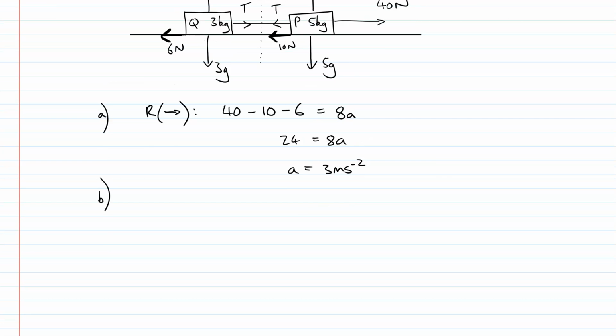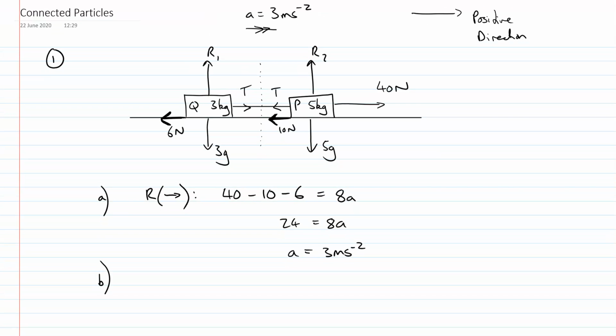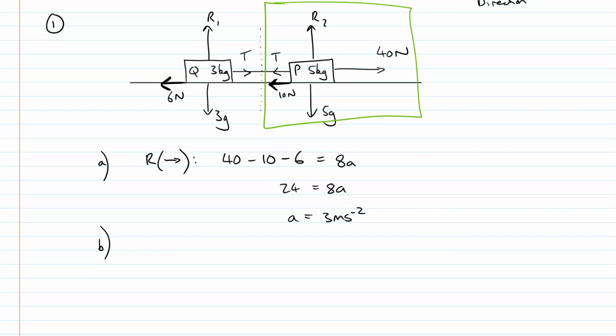Part B says find the tension in the string. So to find the tension in the string, we can't consider the whole system because the tensions kind of cancel each other out. So let's just focus on one part of the system. Let's focus, say, on this part. So for this part, we're going to look at, again, the resultant forces towards the right. So we've got 40 acting towards the right, that's here, that's the only one acting to the right.